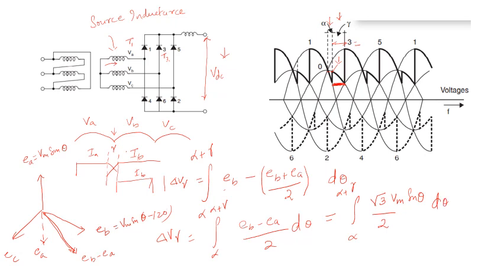Okay, and that is divided by 2. So this is the line to line voltage. Line to line voltage is Vb minus Va. Okay, that is the root 3 times. The magnitude part is root 3 times, and this is the line voltage.